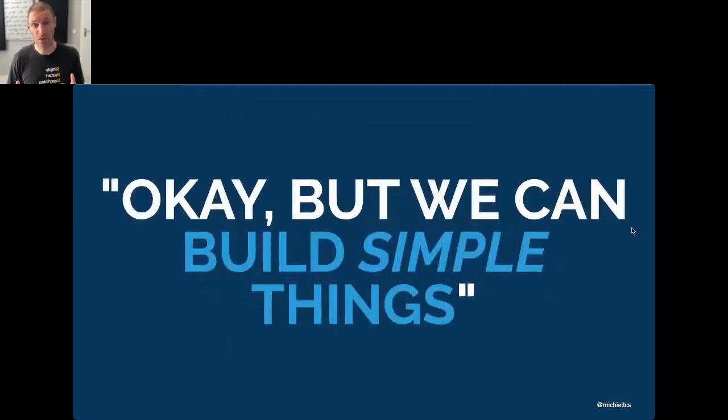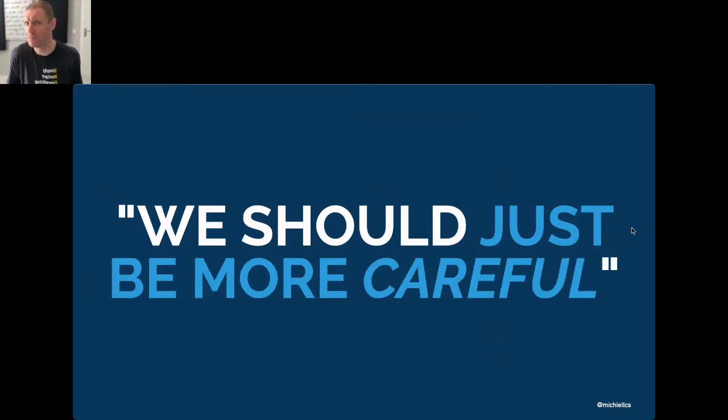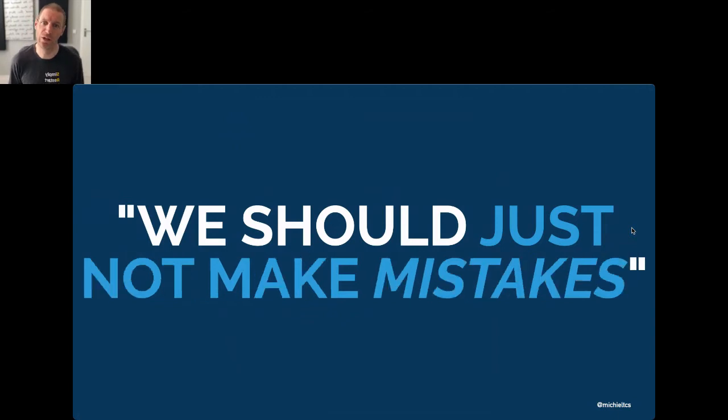So, okay, now that we know that we have complex distributed systems, some people might say to me, okay, how about we just build simple stuff, right? What if we just build simple things? And if we can't do that, we can simply plan better, right? If we know all this stuff, we can plan for it. Or can we just be more careful? We should not make mistakes. Because after all, if we get rid of human error, then these systems will just work fine, right?